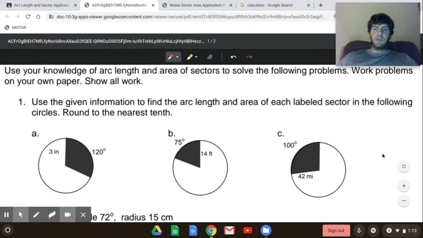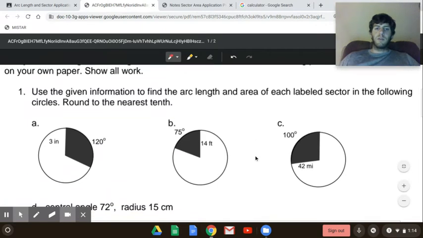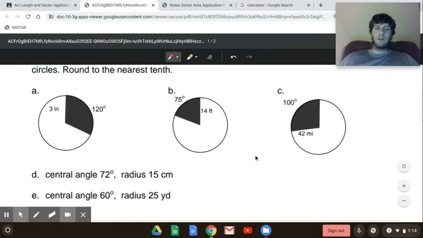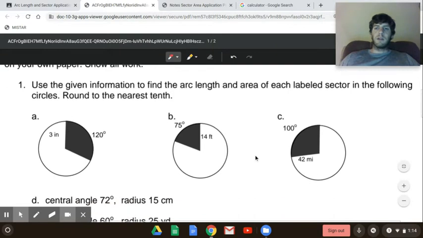All right, so this is the walkthrough for the arc length and sector application worksheet. Number one is just a review question. You have some arc length and sector area there. As a reminder, arc length equals x over 360 times 2 pi r.